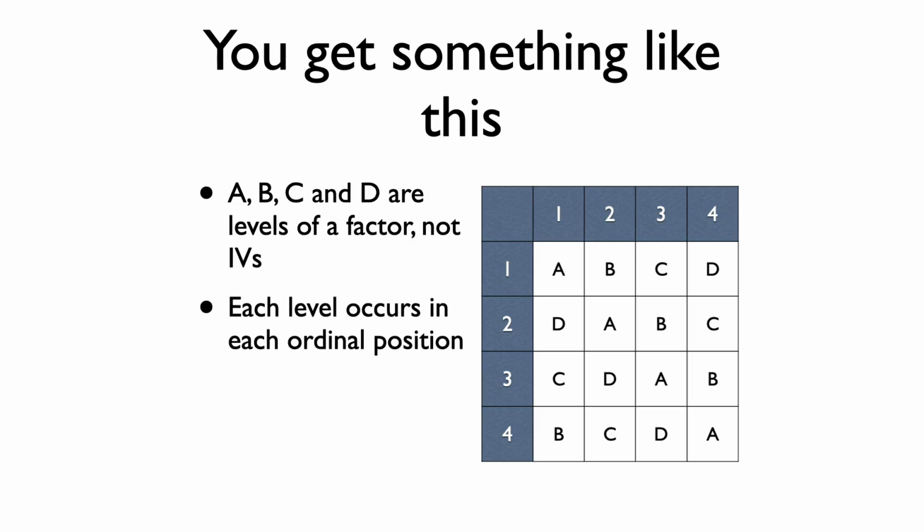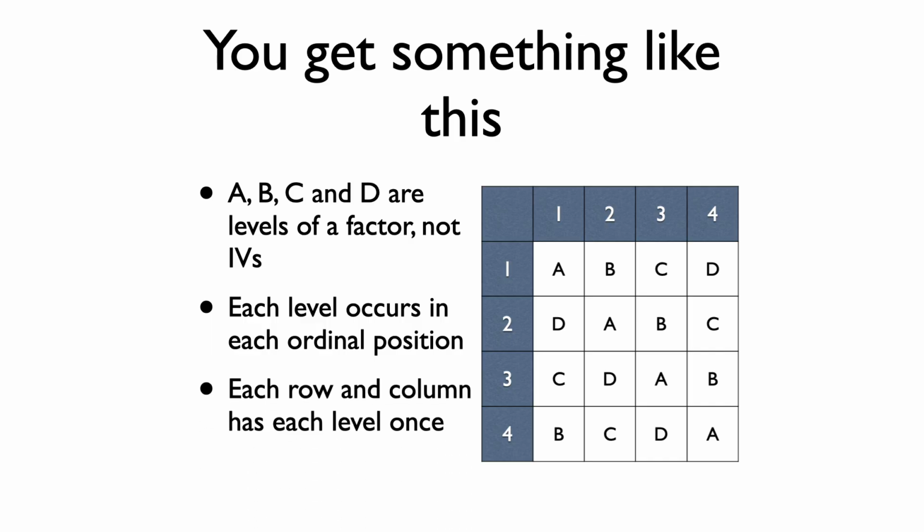And each level occurs in each ordinal position. Note that the A occurs in position 1, position 2, position 3, position 4. The B is in 2, 3, 4, and 1, etc. And each row, each column, has each level once. So A occurs in column 1 once, and in row 1 once. B occurs in column 3 once, and row 2 once. Okay?